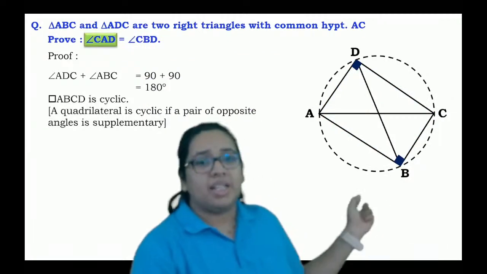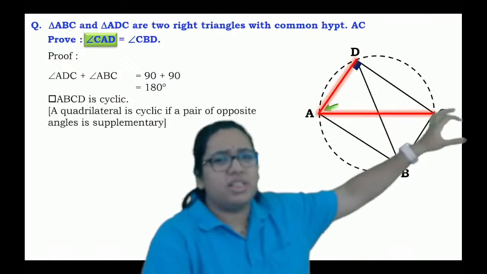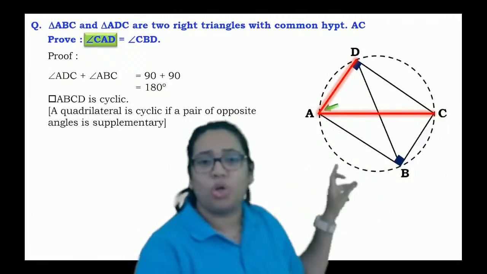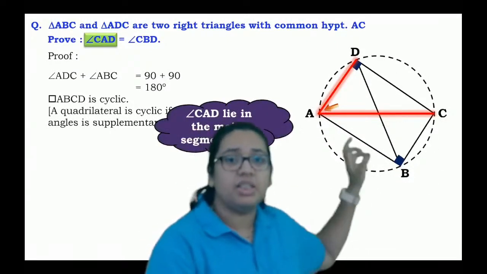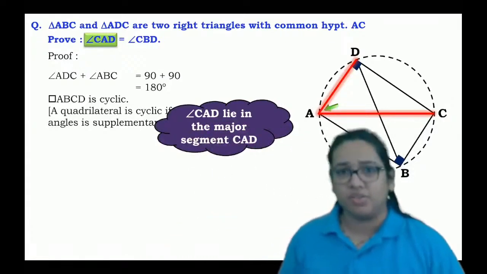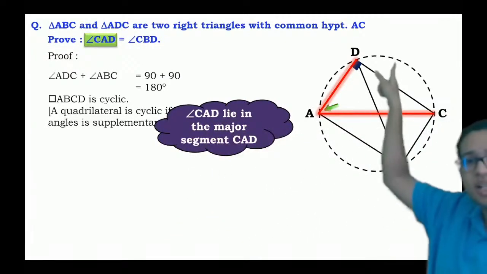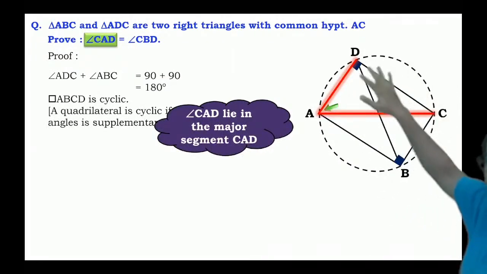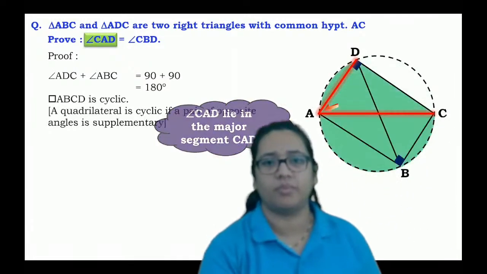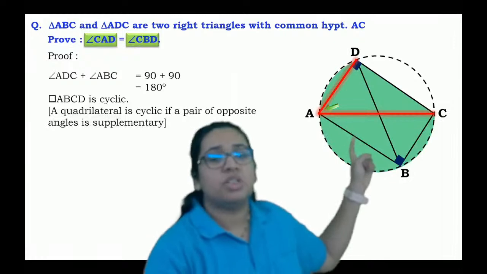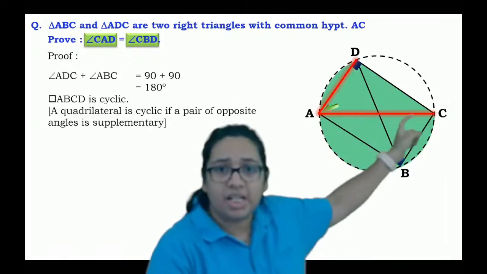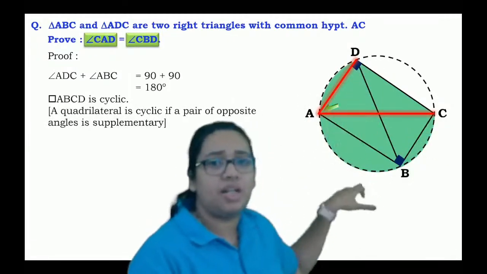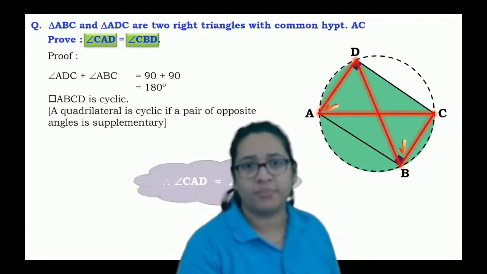So now, as it is a cyclic quadrilateral, we'll just consider that we have a circle which is passing through all four vertices. If it is so, then we are talking about the measure of angle CAD. CAD lies in the major segment, right? Just like this. We have to prove this CAD, but this CAD lies within the major arc CABC. Are you getting this one?